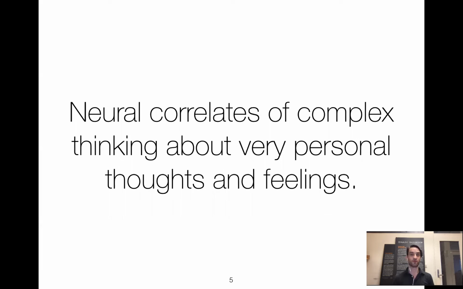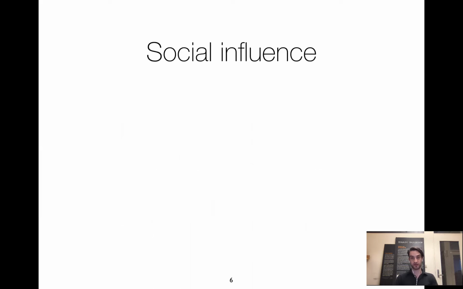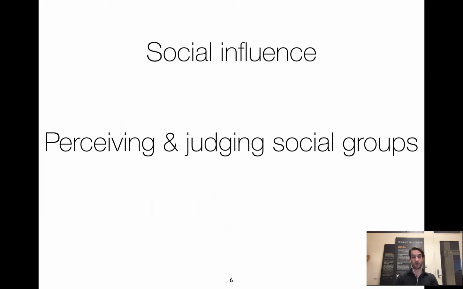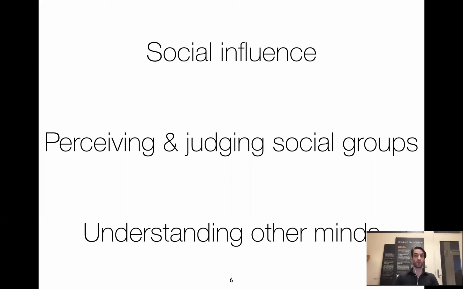We're trying to study the neural correlates of complex thinking about very personal thoughts, very personal feelings, emotions, and so on and so forth. So rather than us being able to talk about any sort of grand frameworks of social cognition and social neuroscience, we're going to talk about, in our three different modules, three aspects of social cognition and how we study them neuroscientifically. So they are social influence, peer pressure, and conformity; how we perceive and judge social groups that are like us or that are different from us; and then how we go about understanding other minds and other individuals.